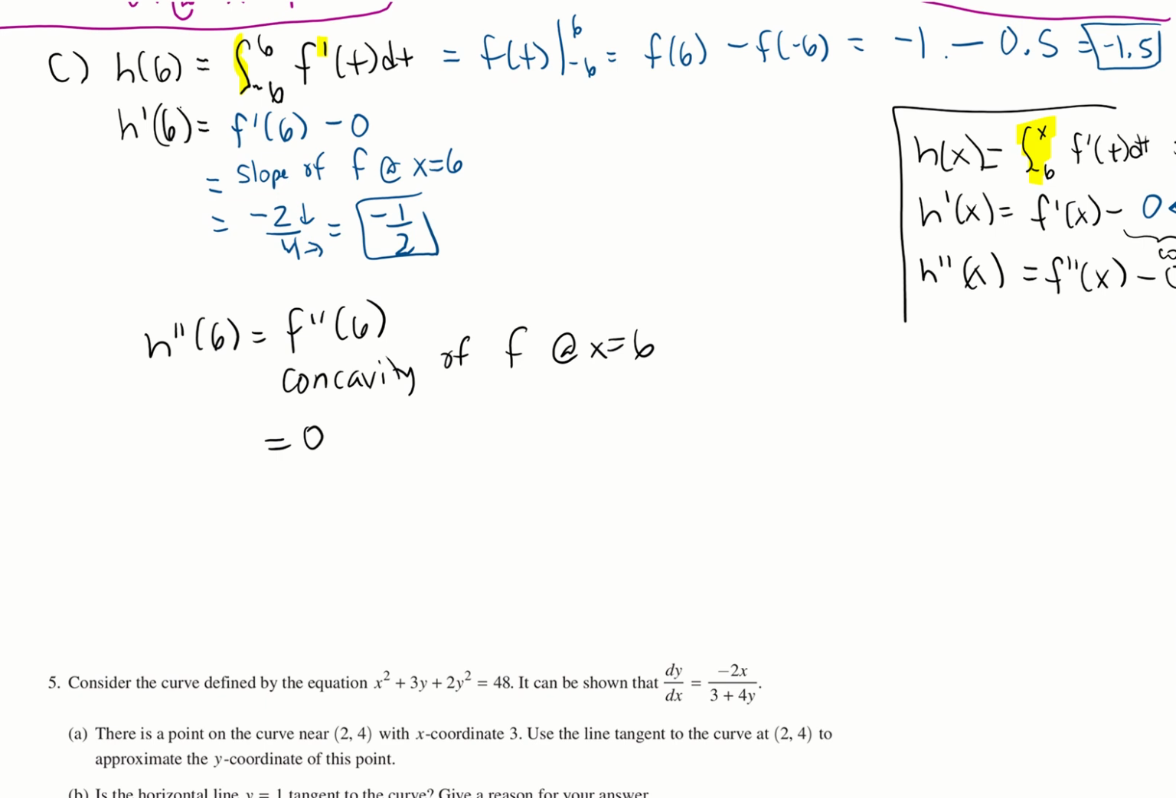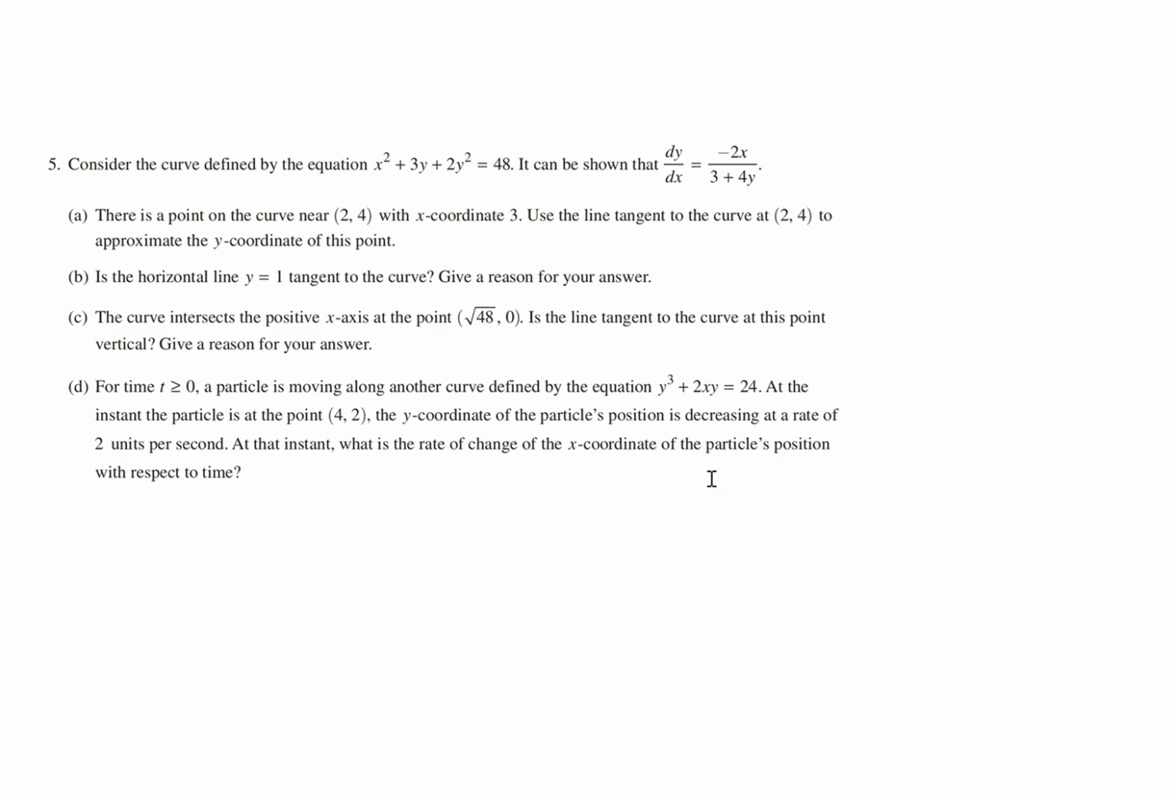It's not concave up, that would be positive. It's not concave down, that'd be negative. However, it is defined. We don't have a vertical tangent line, or a discontinuity or anything like that. So it is defined. It just doesn't have any concavity. So we use the number 0 to represent if a region or an instant has no concavity. All right, on to question 5.